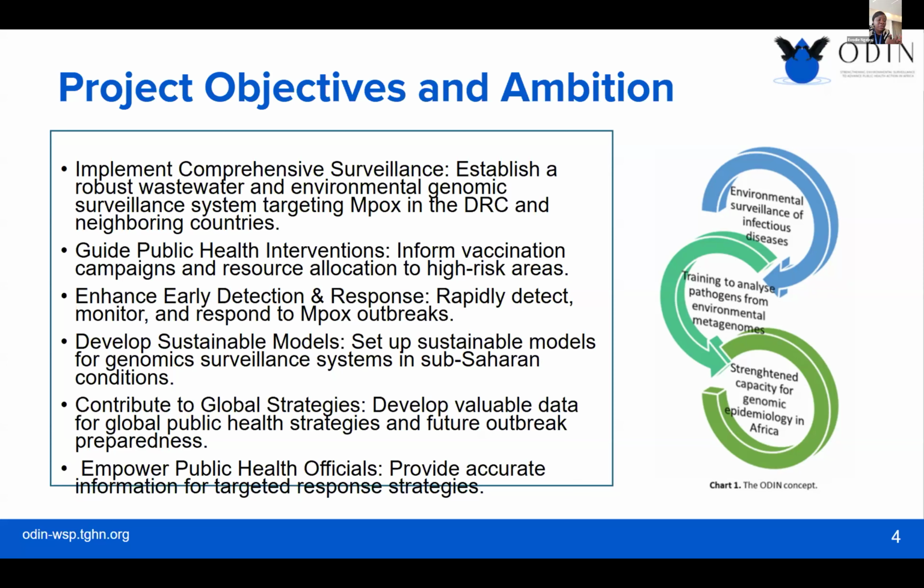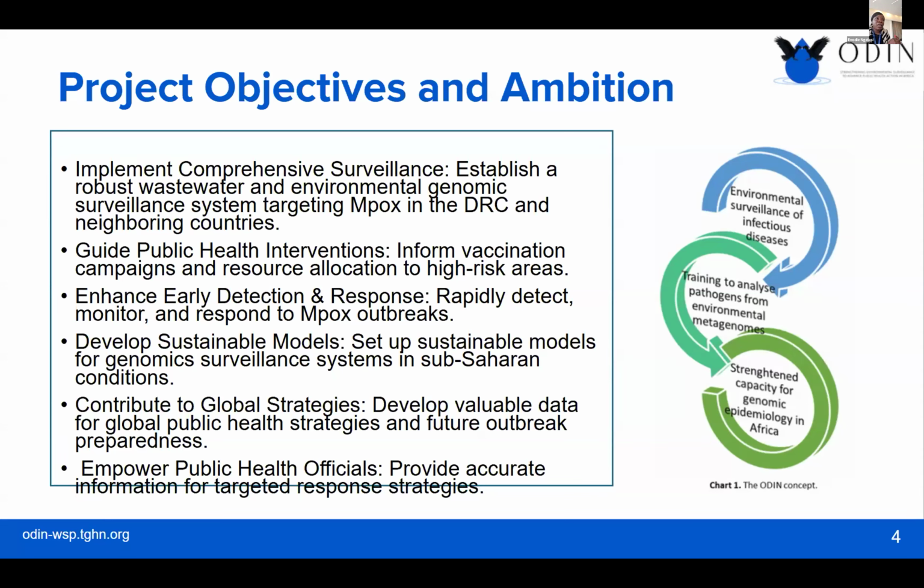it can inform vaccination campaigns and resources allocated to high-risk areas, to enhance detection and response. If we can rapidly detect disease in the environment before having a clinical outbreak, it's something very good and much easier to handle. Implementing a sustainable development model will also help sub-Saharan countries, because implementing this kind of project in sub-Saharan conditions is not easy.